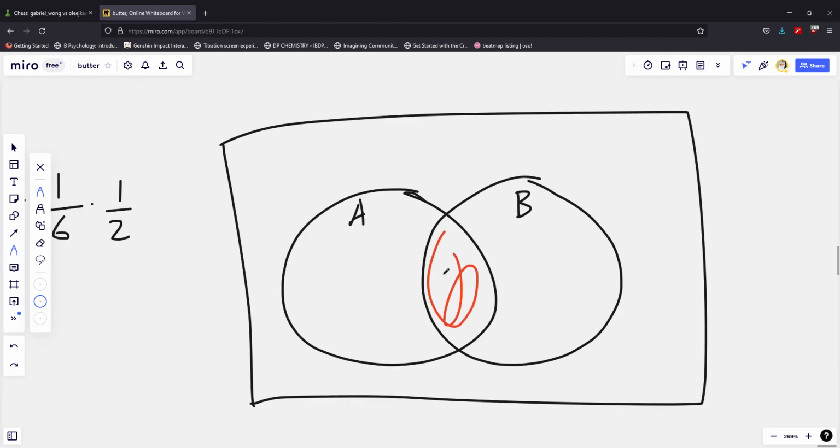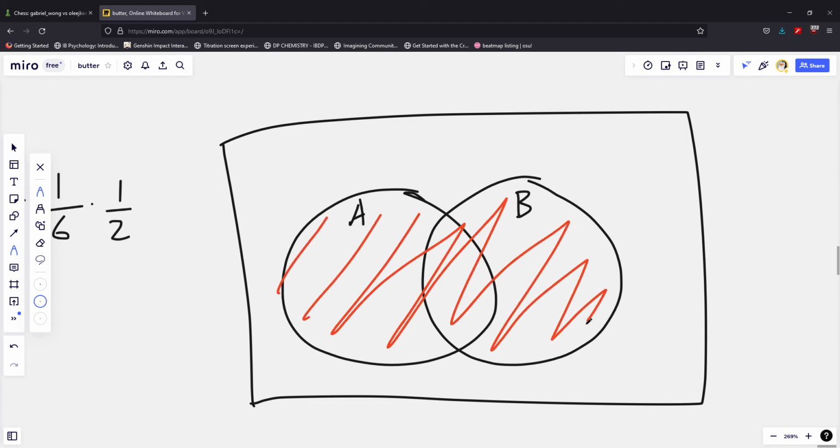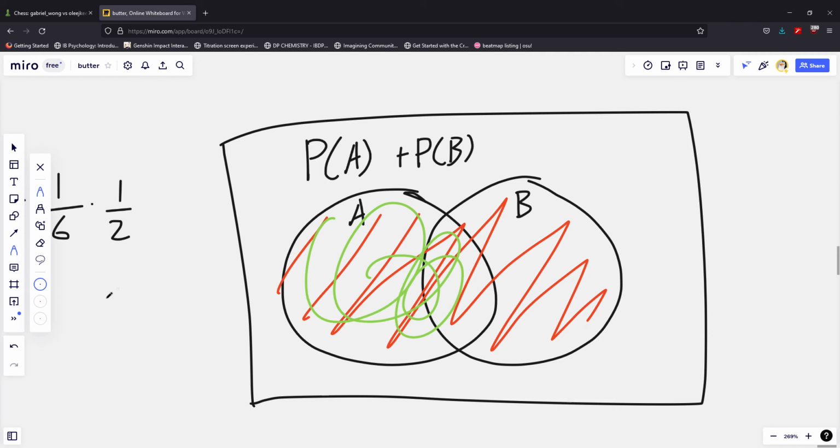This is the probability that both events occur. But what we're after is not that. We're after this whole area, the area where either A or B occurs. And how do we find this? Well, you could take the probability of A, which would be this circle here. You could add the probability of B, which would be, let me do this in a different color, blue, this circle.